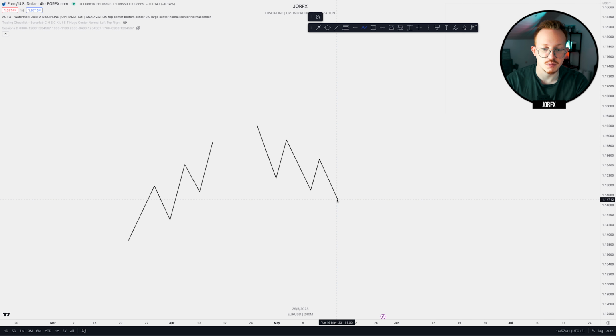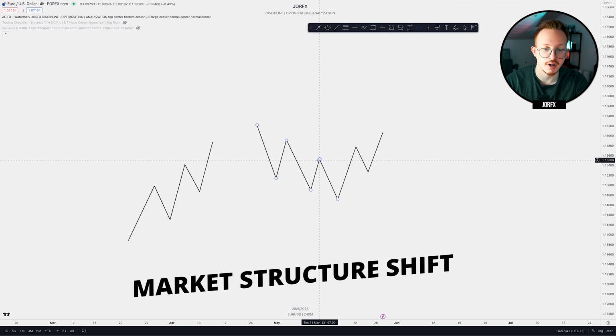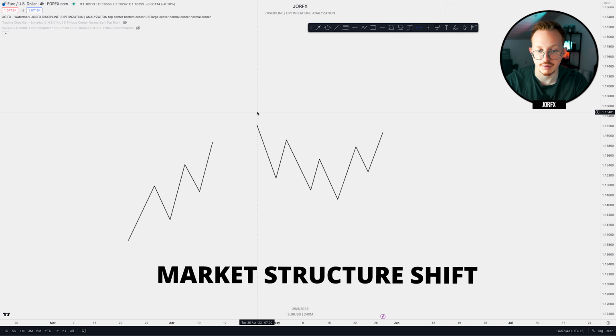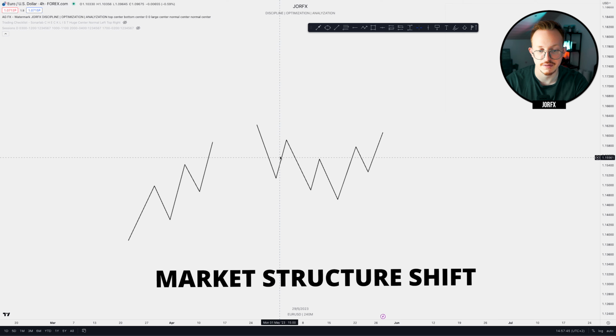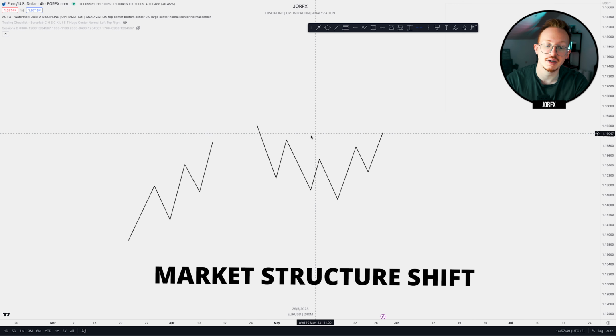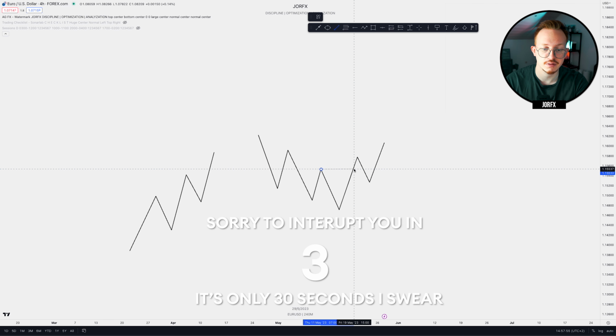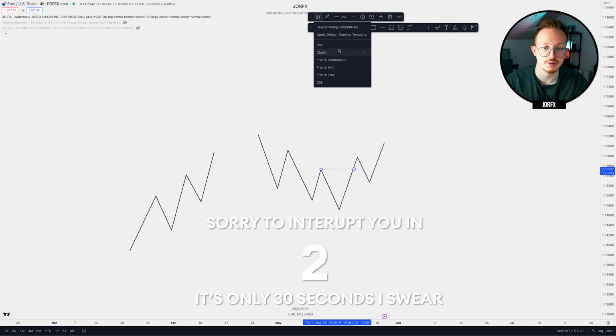So what happens when we come from this downtrend and we break this previous high right here? And we start doing this. At this moment, we are creating a market structure shift because we're going from lower highs and lower lows to higher highs and higher lows. So our market structure has shifted. So basically that is what happens. Right here is our market structure shift.